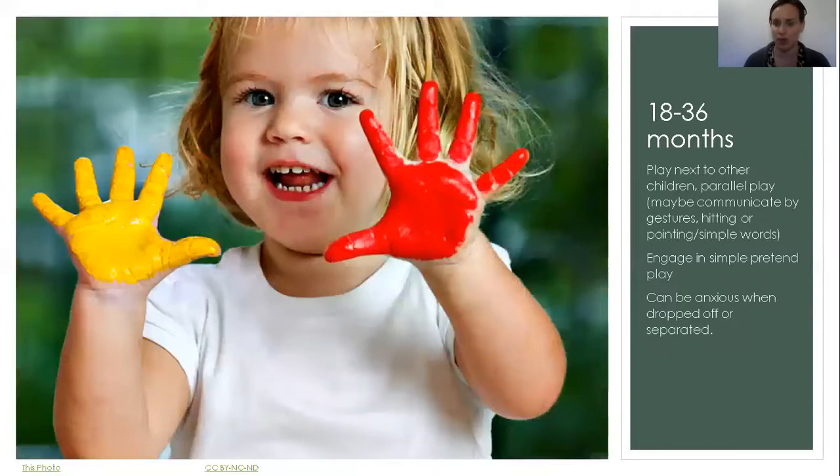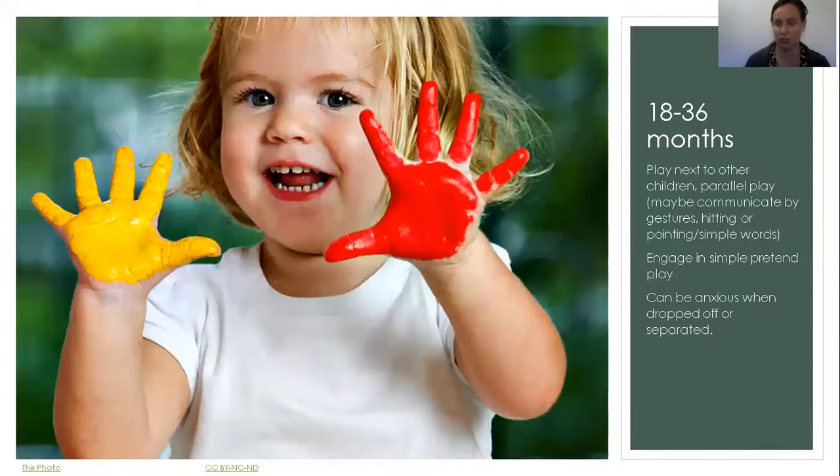1.5 to 3 years old, so 18 months to 36 months, children are now starting to play next to each other. They're doing what we call parallel play, playing next to each other, maybe communicating with gestures, maybe hitting or grabbing toys. Once again, they have a lot of ideas about what they want, and they don't know that you shouldn't hit. They don't know that you shouldn't grab. So when it happens, we redirect them out of it. They might have some simple words that they can use with their peers as well, but a lot of it is really basic toddler behavior with others.